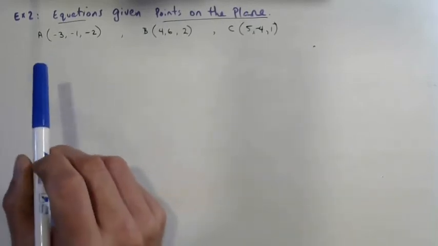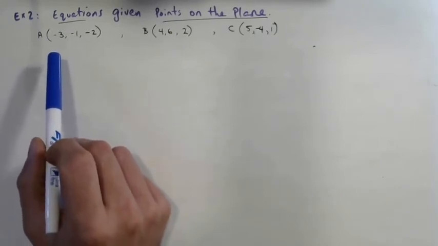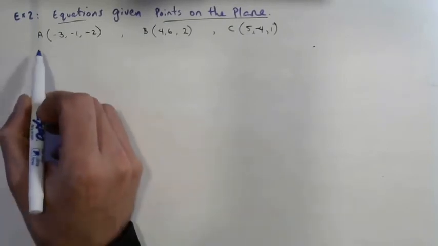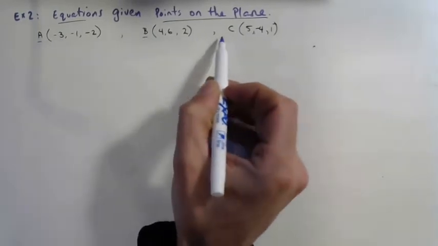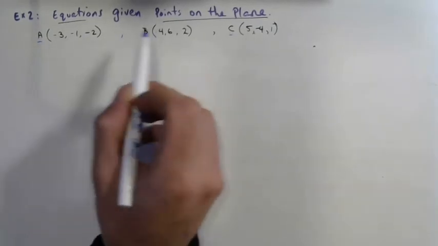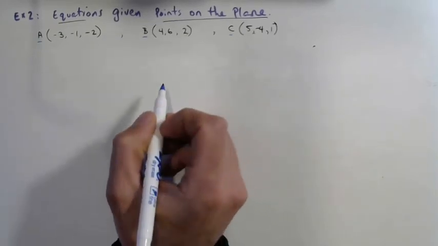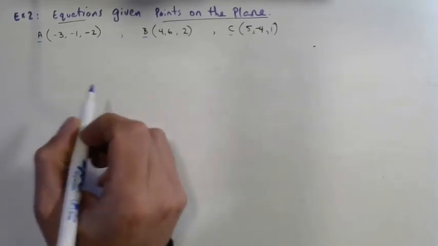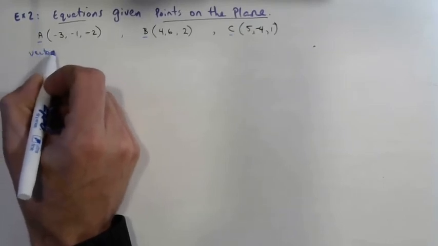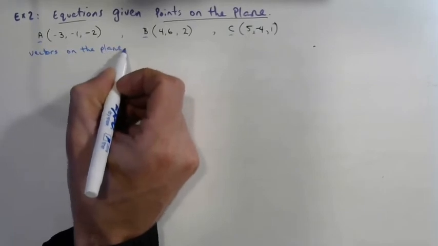Yes? So the first thing that we're going to do is actually find a couple of vectors that are on the plane. So if the plane contains the points A, B, and C, then the vector that gets us from A to B, or the vector that gets us from A to C, or the vector that gets us from B to C, all of those vectors are on the plane. Okay, so first let's find vectors on the plane. And we're going to find two of them.